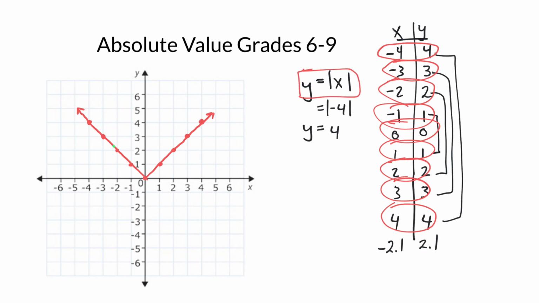And so that's what you got. These are the major ideas. I didn't go through every tiny detail, but these are the major ideas that happen in grades 6 through 9 when they're talking about absolute value.